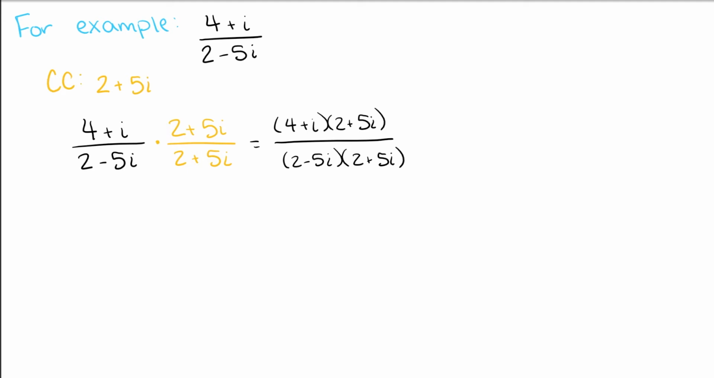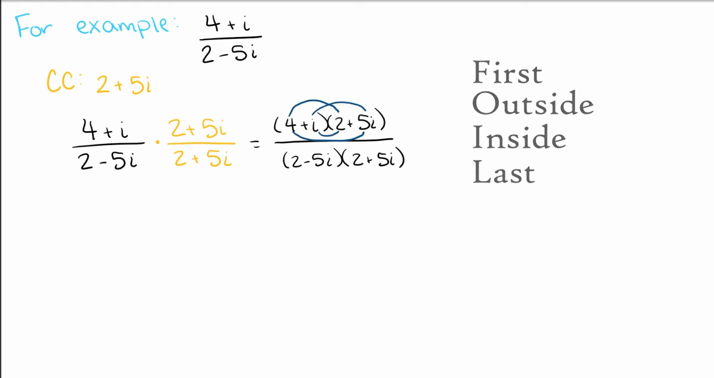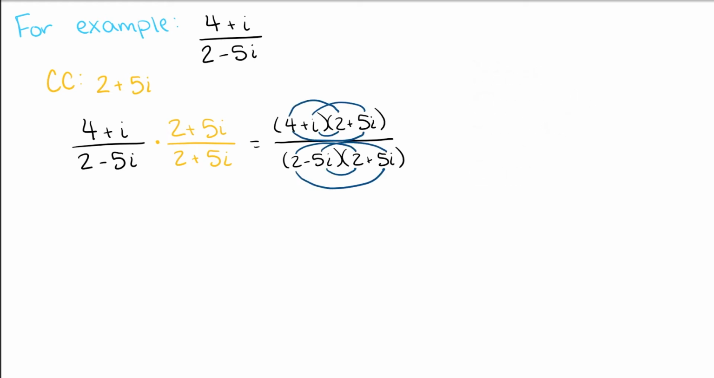We're going to FOIL our numerator and denominator. FOIL just stands for first, outside, inside, last. So we're going to do that on top and on bottom. In our numerator, we'll have 4 times 2 is 8, 4 times 5i is 20i, i times 2 is 2i, and i times 5i is 5i squared. All over, in our denominator, 2 times 2 is 4, 2 times 5i is 10i, negative 5i times 2 is negative 10i, and negative 5i times 5i is negative 25i squared.